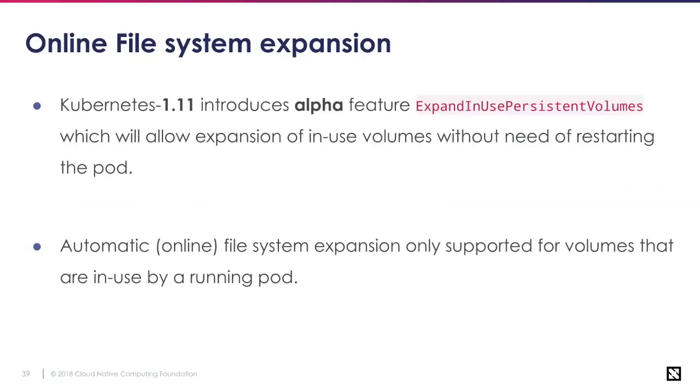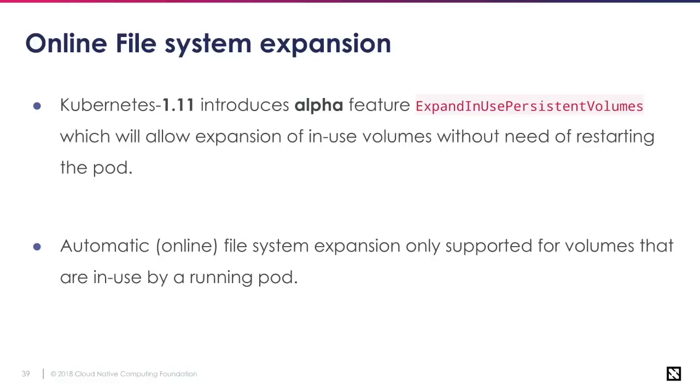As I mentioned earlier, in Kubernetes 1.11 volume resizing graduates to beta. As a result, it's enabled by default, and you no longer have to enable a feature gate. But Kubernetes 1.11 also introduces a new feature called expand in-use persistent volumes. In the previous slide, we had to restart the pod, delete and recreate it, or scale down and scale up for the file system resizing to finish. But if you have this feature enabled, which is an alpha feature, then you don't have to do anything. The file system will be automatically expanded on the kubelet, and the new size will be available to the pod.